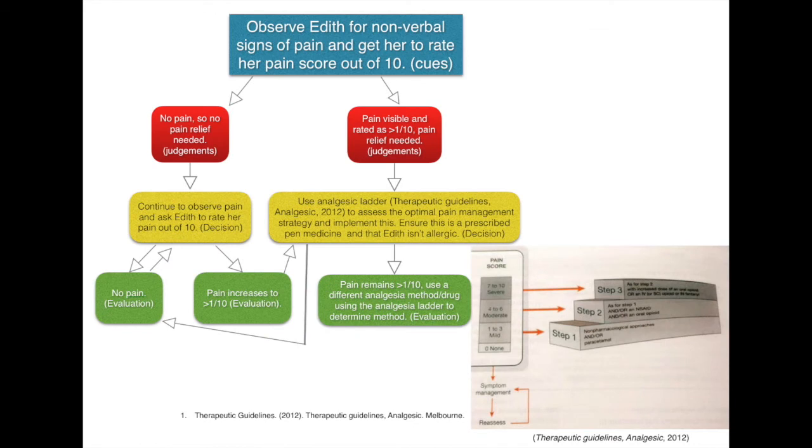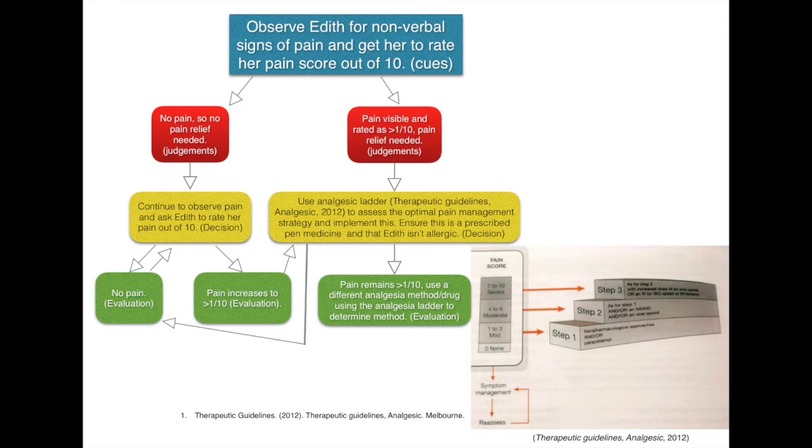The process of pain management closely matches the last two processes, in that cues are collected from Edith, judgments are made, pain or no pain, and decisions are made. No pain relief or pain relief is required. If there is no pain relief required, then I would simply reevaluate on a regular basis.